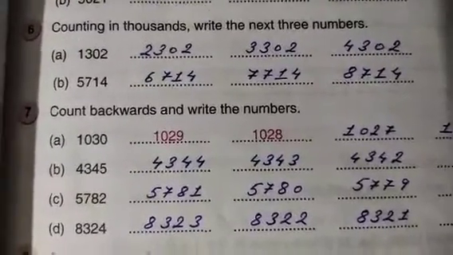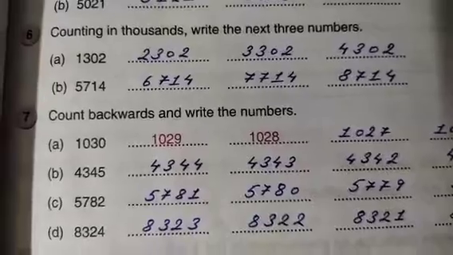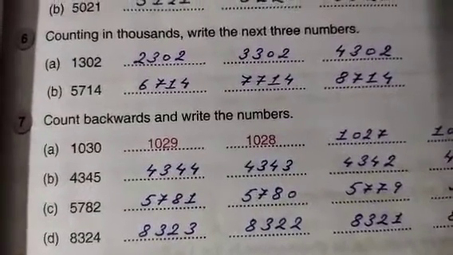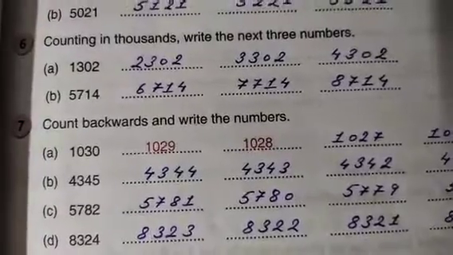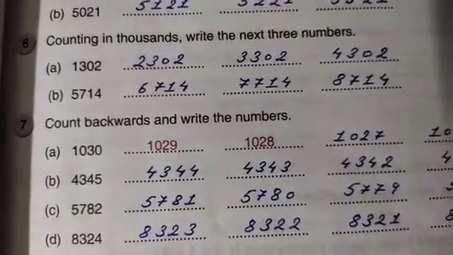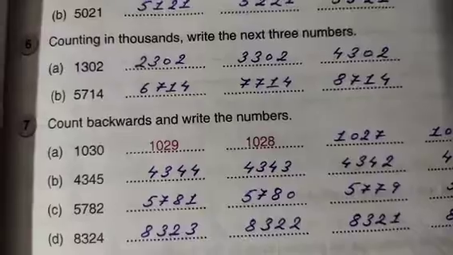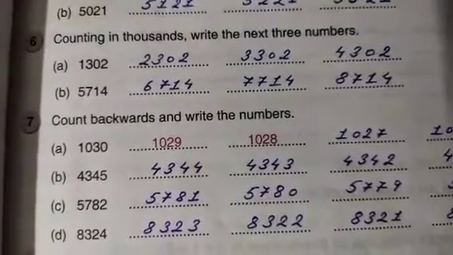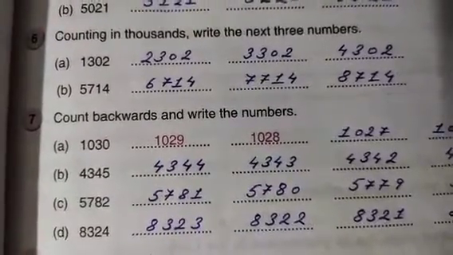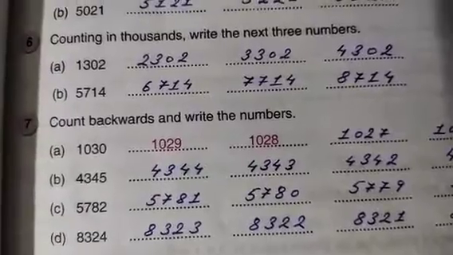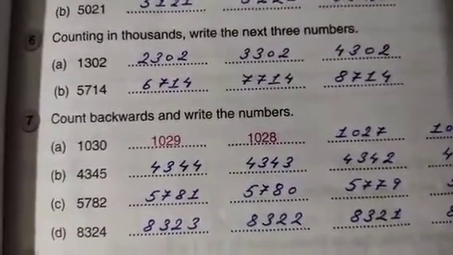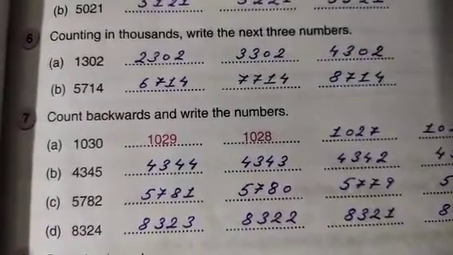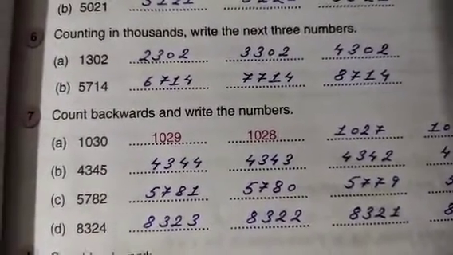Next, B. 5714, 6714, 7,714, 8,714. You are skipping 1,000 numbers. Be careful. That means you have to add 1,000 to the first digit. Then again, whatever you get, again add 1,000. Then whatever you get, again add 1,000. In this way, you have to do it.